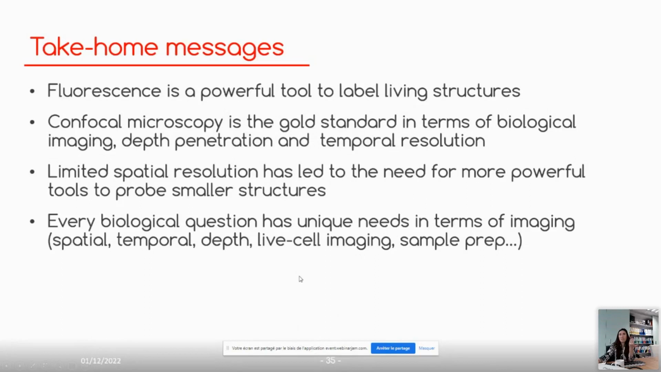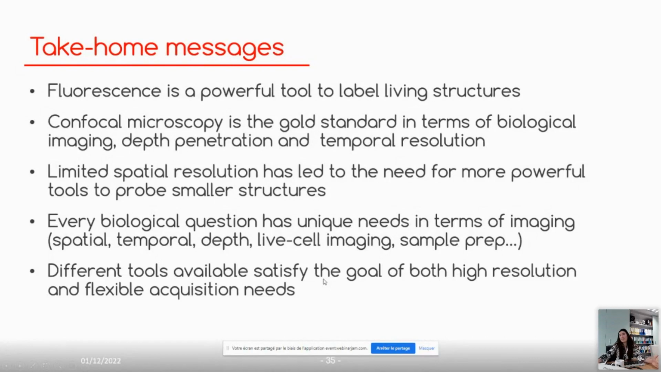And just as biology has a diverse breadth of questions, this means that we might need unique solutions, so that maybe the highest spatial resolution, not everyone needs to do electron microscopy, the same way that not everyone may need to do more stochastic techniques like PALM or STORM. There's a trade-off between the five elements that we presented today that the user wants to consider. And fortunately, we have many different tools available that can satisfy the goal of both high resolution and flexible acquisition needs.